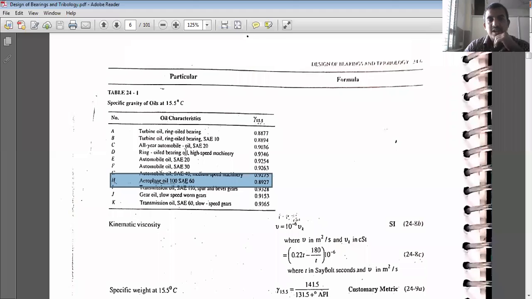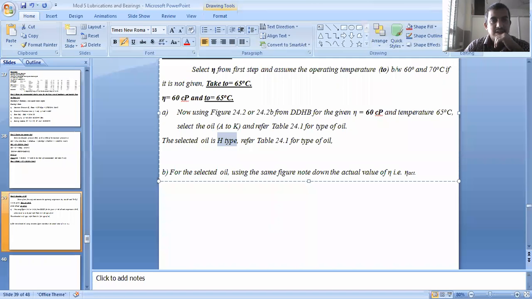Right here, the selected oil is H type. Referring to table 24.1, H type of oil is SAE 60 grade oil. Now, what type of lubricant do we use? SAE 60. Once you consider SAE 60, after that, if the line does not coincide, see that in the data handbook.